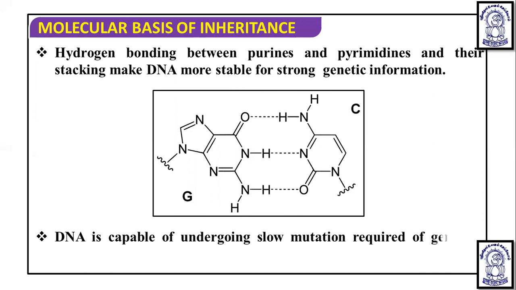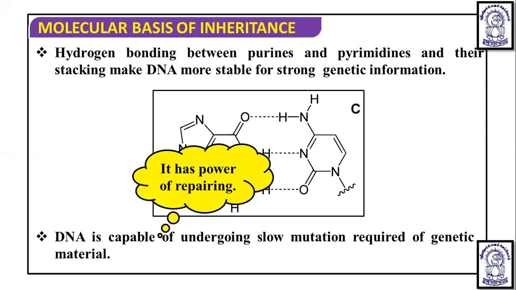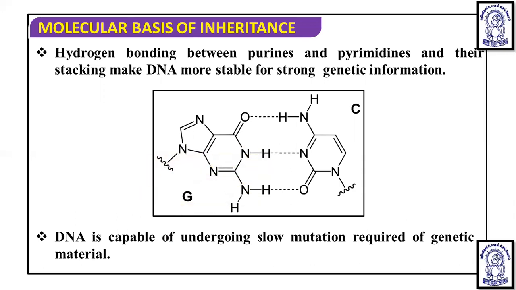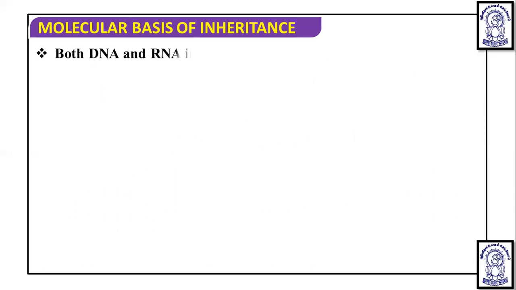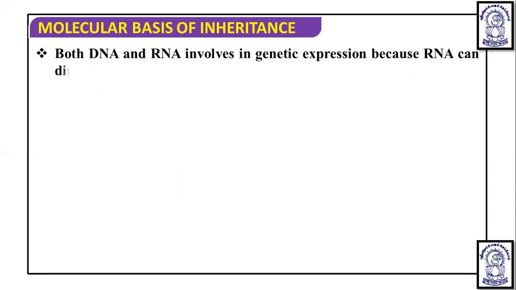And DNA is capable of undergoing the slow mutation required for genetic material. Mutations are possible, slow mutation will occur, but it is not easily degradable, it is stable. And one more thing, it has the power of repair also. So if mutations occur, they can be recovered, or if any problem occurs in DNA, it can be repaired.